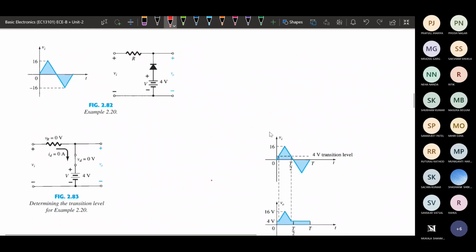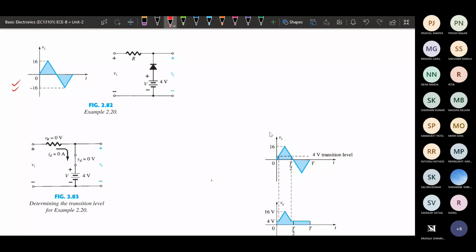Similarly, we have an example circuit. This is the input waveform, and this is the circuit. Here we are getting the output. First of all, we need to analyze from where we are getting the output. We are getting the output between these two terminals, so there is a load resistance connected. Or we can say it is the voltage across the diode along with this supply voltage. This is an example where we are including the external supply voltage also, along with the diode.